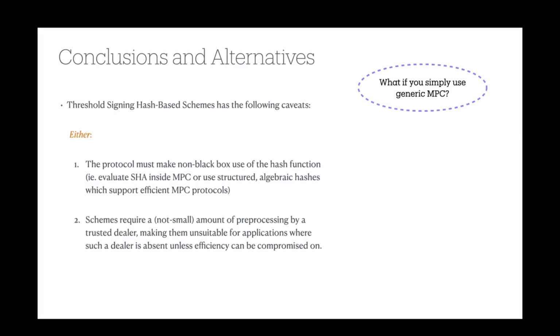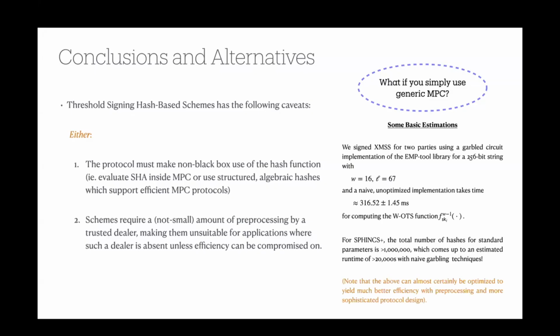Okay, so we do have some numbers. Let's see how threshold signing works if we ignore this and still want to proceed from a generic MPC perspective. So we signed XMSS for two parties. This is what we did. These are some of the XMSS parameters. And in our naive, unoptimized implementation, computing the WOTS functionality takes about 316.52 milliseconds. So this adds up to several seconds because we have to do this several times.